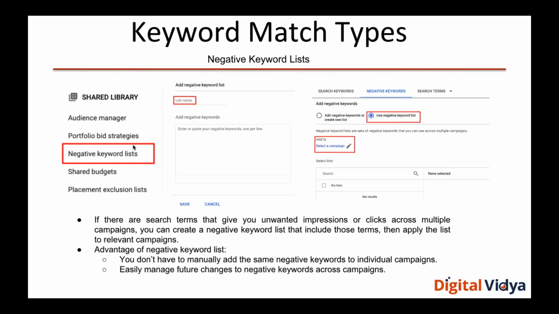Yes, Namrata. So when I first create a list, it will ask me to give a name to the list and start adding the negative keywords under that list. Then I will save it. Once this list is saved, I will just select that list. All the keywords under that list will be applicable for that campaign or ad group.